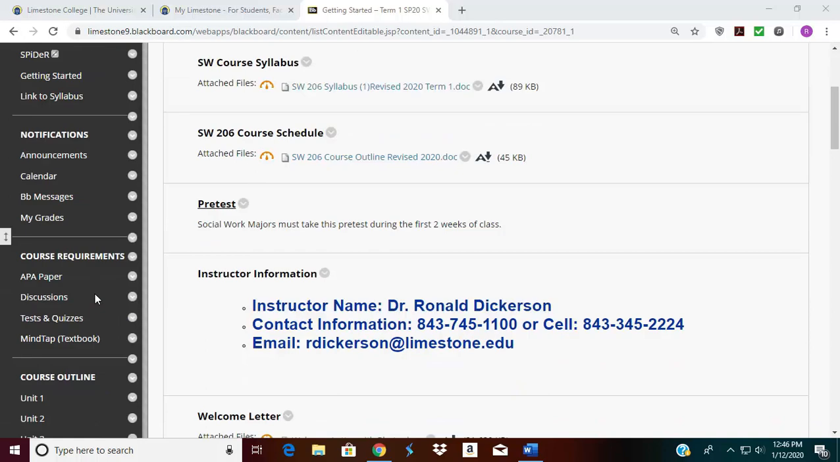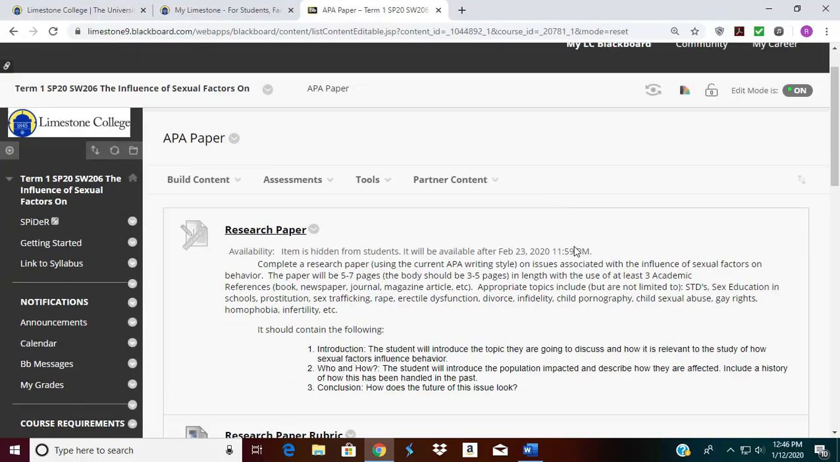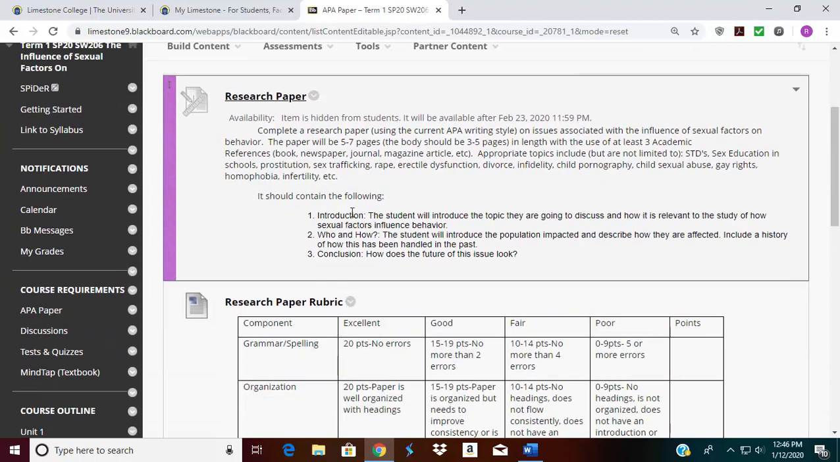Okay, so let's move on to the next one, which is the APA paper. That's your paper that's going to be due. And if you look at your course schedule, it'll have the due date for your APA paper. So when you click on the APA paper, you'll find what's going to be expected of you. This is where you're going to submit your attachment document for this assignment under the APA paper. That's where your final paper is due.